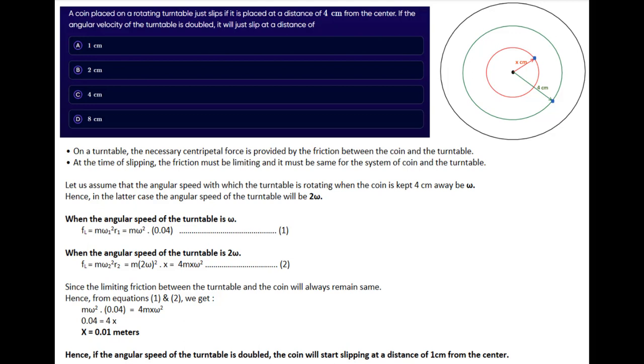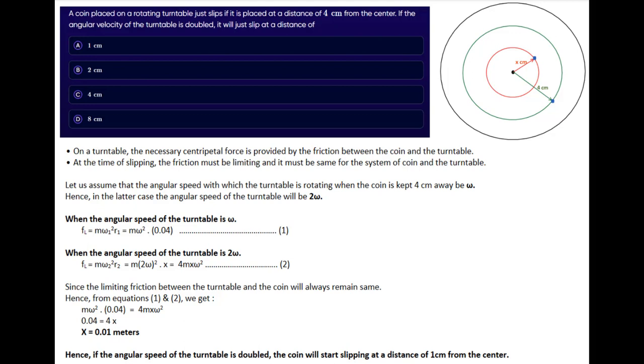Now in these two equations, what we have done, we have found out the limiting friction of the system of the coin and the turntable in both the cases when the angular speed of the turntable is omega and twice of omega. But we have already discussed that the limiting friction will not change. It will remain the same as long as the coin and the turntable are used as a system. So we can directly equate these two equations 1 and 2 and we can write that m omega square into 0.04 is equal to 4 times mx omega square.